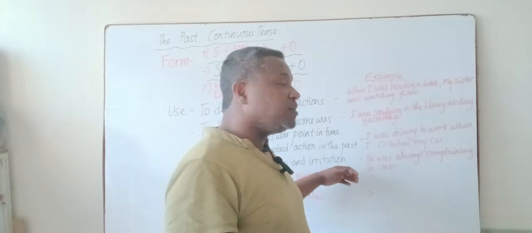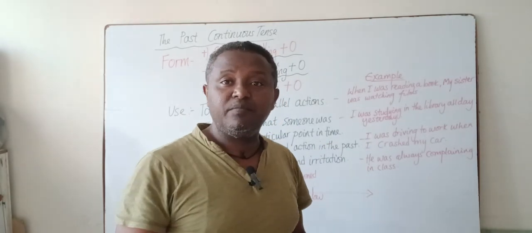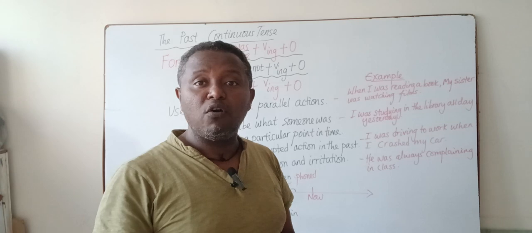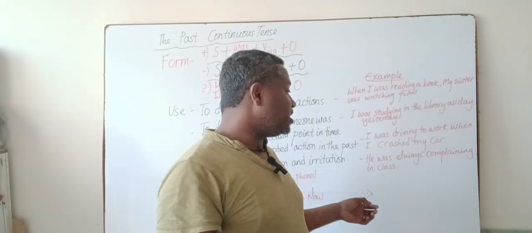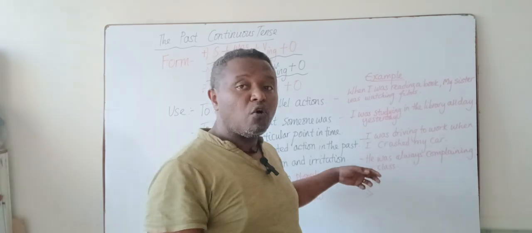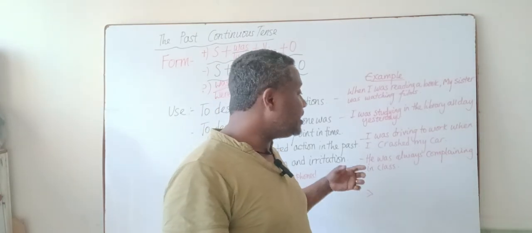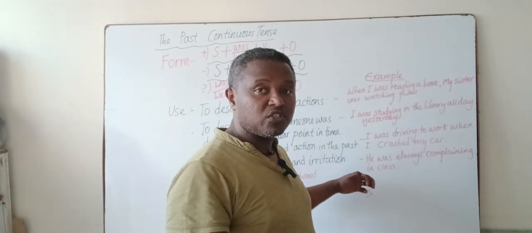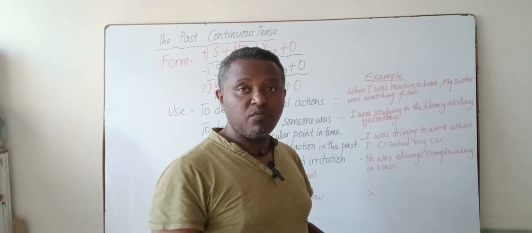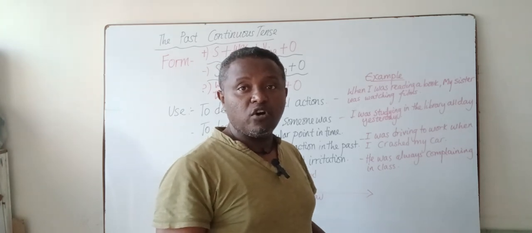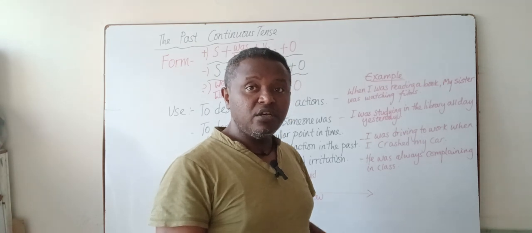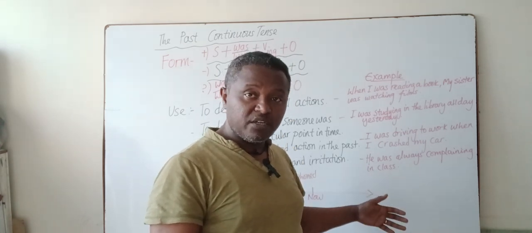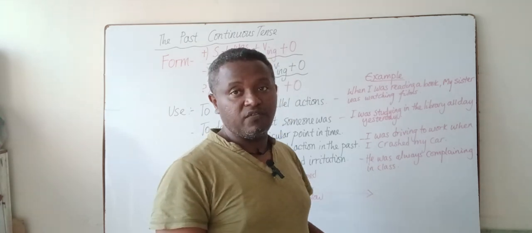And the last one is to talk about an irritating behavior. To show how we are irritated, we use the past continuous tense. So, he was always complaining in class. Okay, he was always complaining. So if someone was known for his or her complaints regularly in the past, you can use the past continuous tense to describe that behavior.